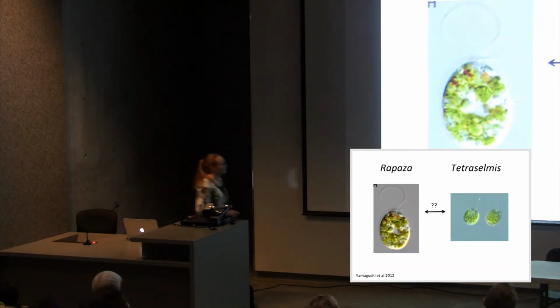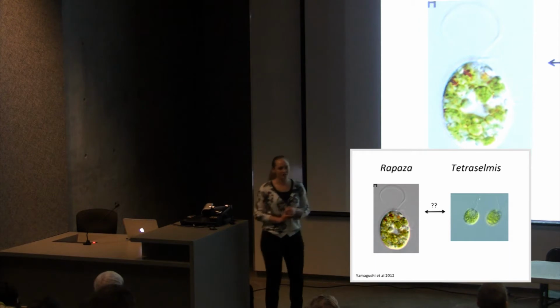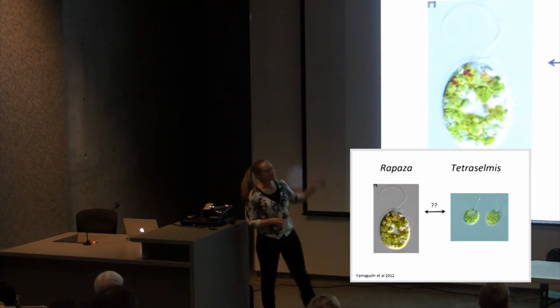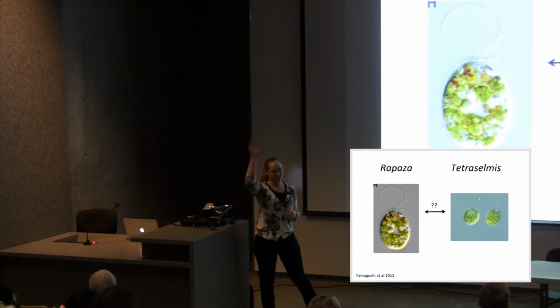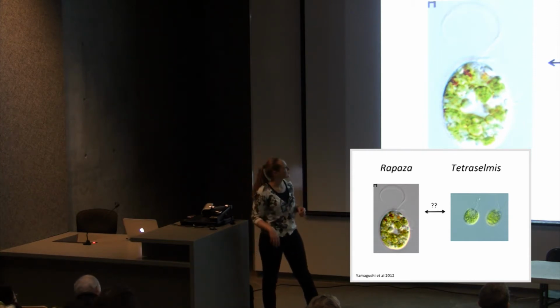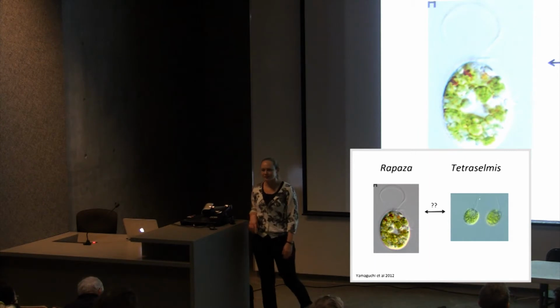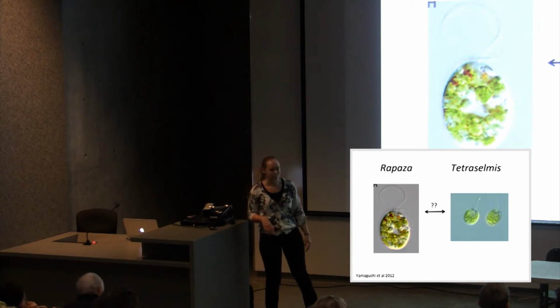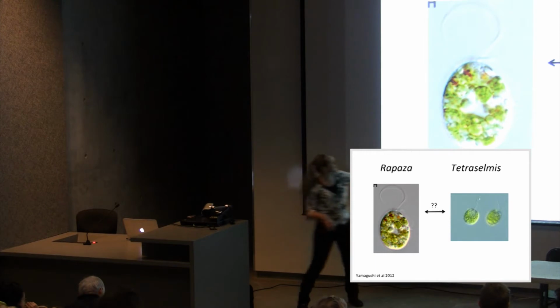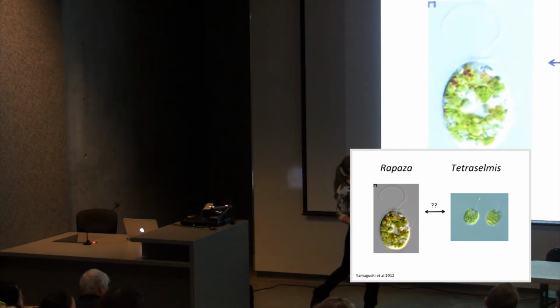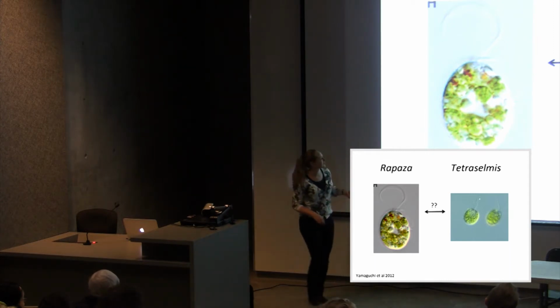Okay, so one other puzzle or challenge to you guys: who's eating who? These are two green flagellates, so they both move by moving their flagella around. And the size here is a little bit misleading. They're about the same size. So do you have any guess as to whether the Rapaza is the predator? I see some heads nodding. What about Tetraselmis? A few guesses for Tetraselmis.